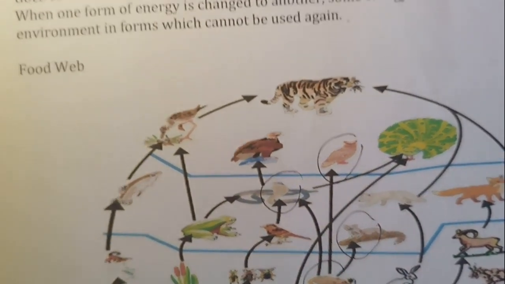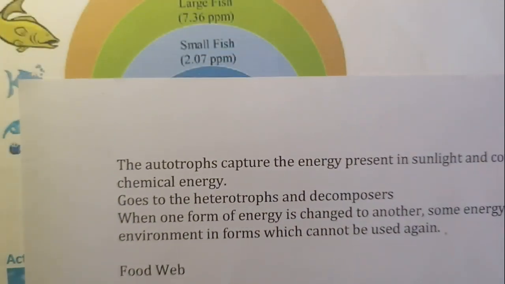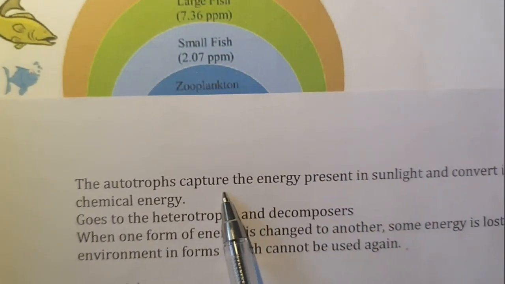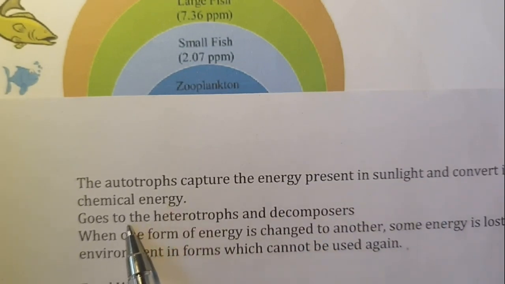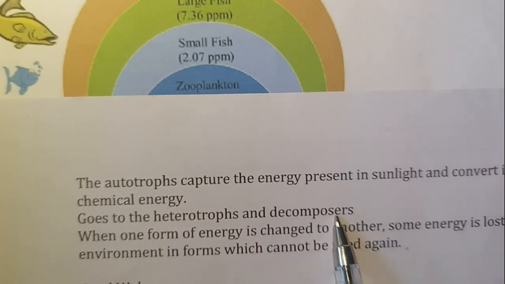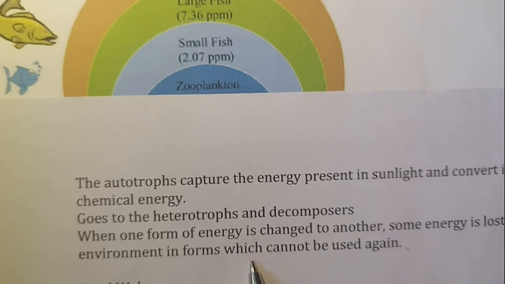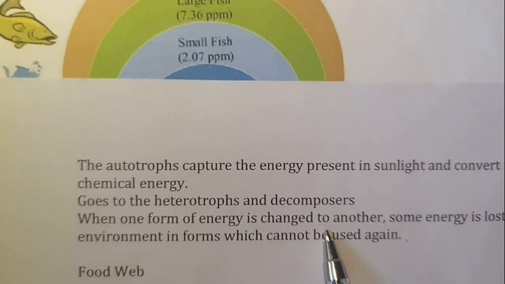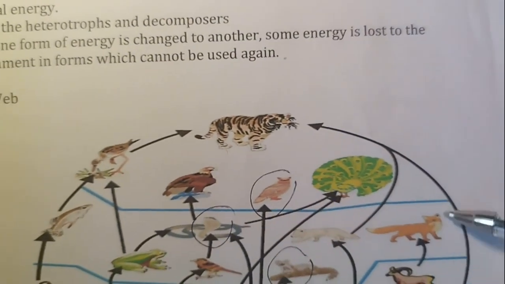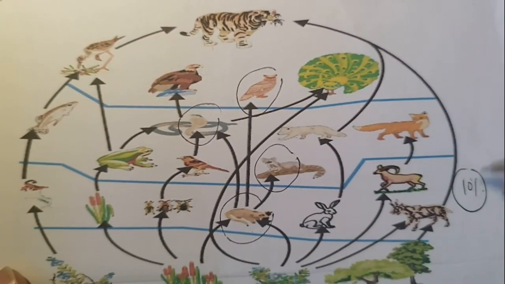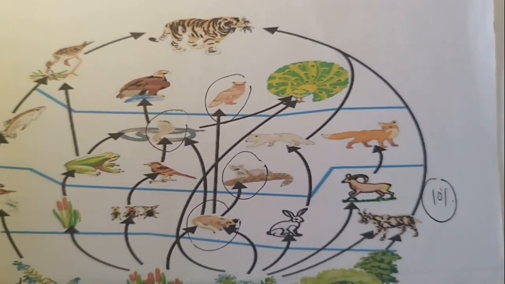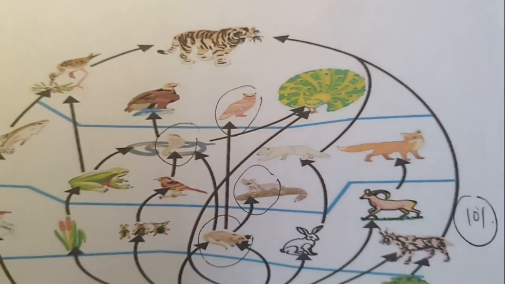So remember this. Just to recap again, the autotrophs capture the energy present in sunlight and convert it into chemical energy that goes to the heterotrophs and decomposers. When one form of energy is changed to another, some energy is lost to the environment in a form which cannot be used again, and the energy goes on reducing. So only 10% energy is available for the next trophic level to consume.